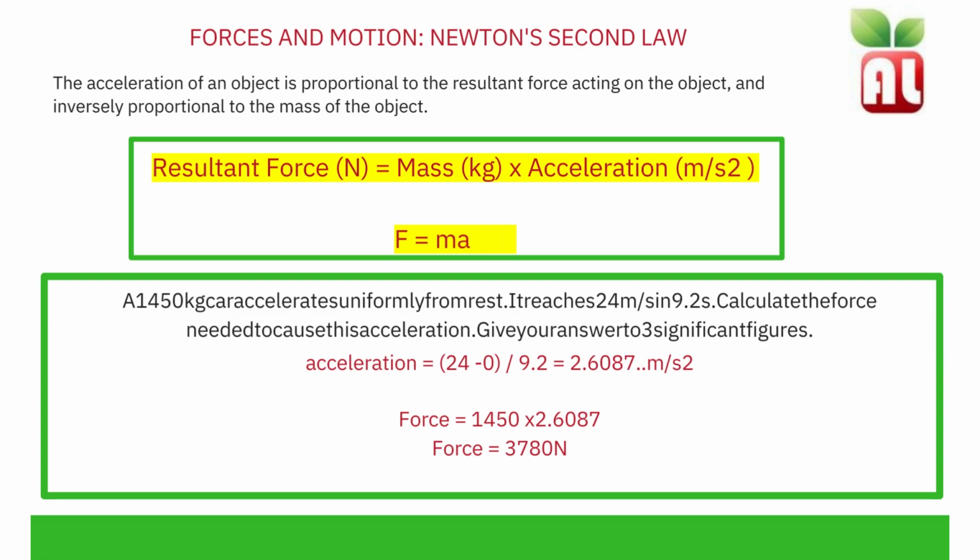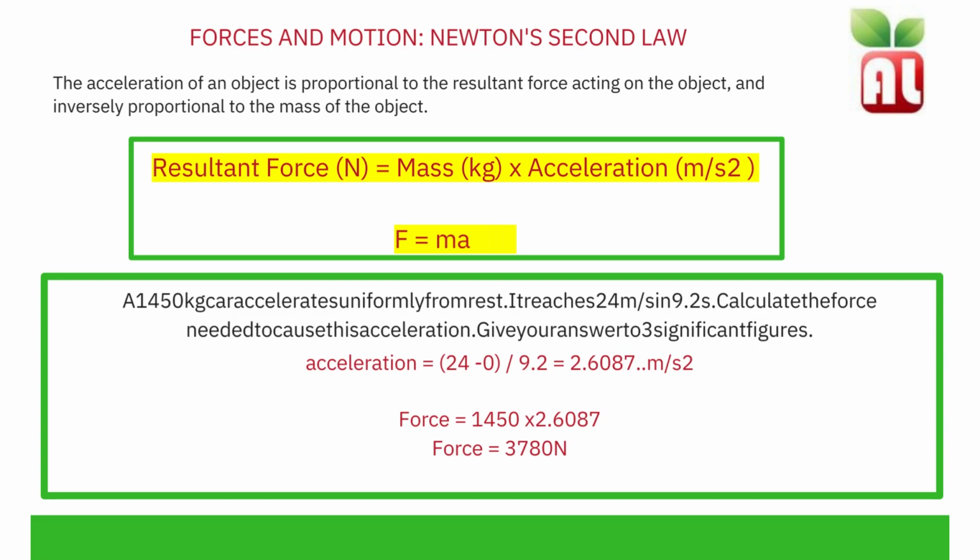An example question. A 1,450 kilogram car accelerates uniformly from rest. It reaches 24 meters per second in 9.2 seconds. Calculate the force needed to cause this acceleration. First, we must calculate the acceleration using change in velocity over time. The change in velocity is 24 minus 0, as the car was at rest, divided by 9.2, giving an acceleration of 2.6087 meters per second squared.